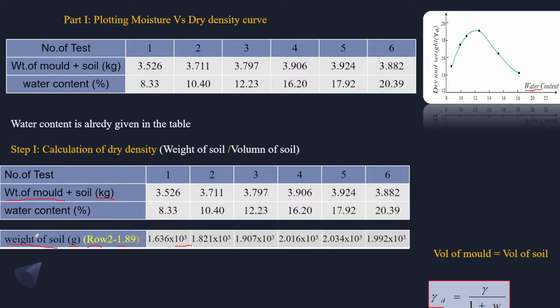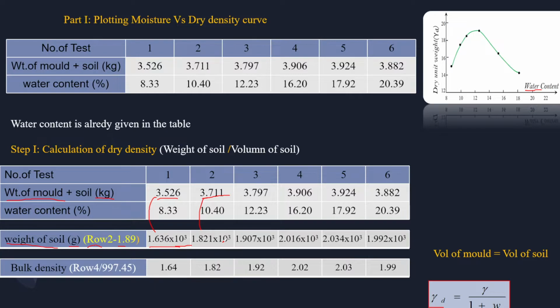So the weight of soil is the weight of the mold plus soil minus the weight of the mold, multiplied by 1000 to convert it into grams. These are the values you will get for each of these. This value minus 1.89 gets you this value. This value minus 1.89 again gets you this value. Similarly, you can do all of these. This is how we determine the weight of the soil.